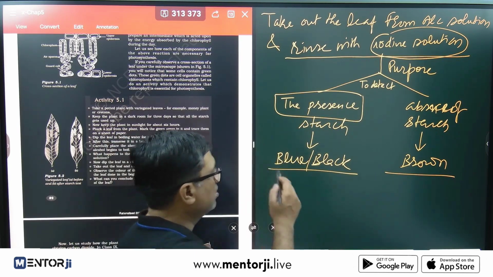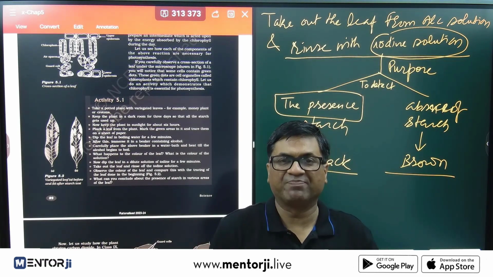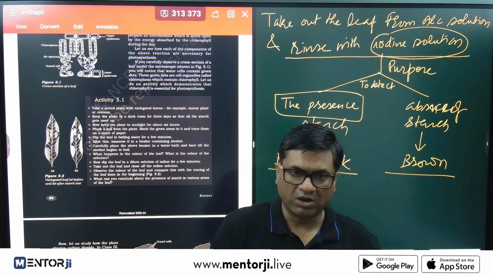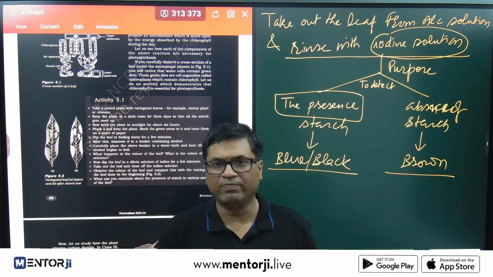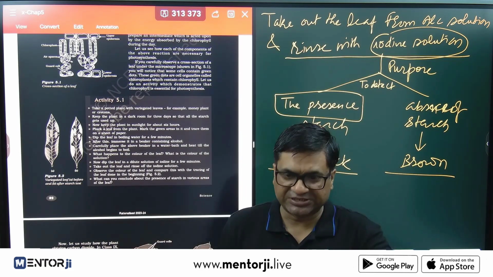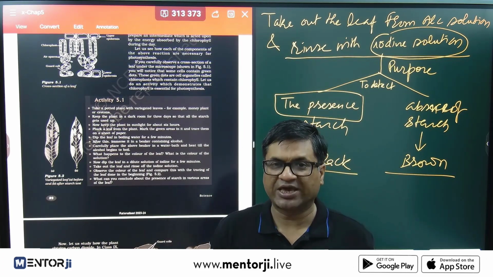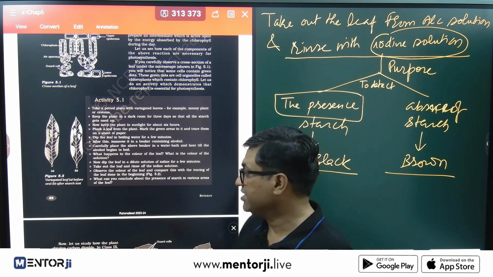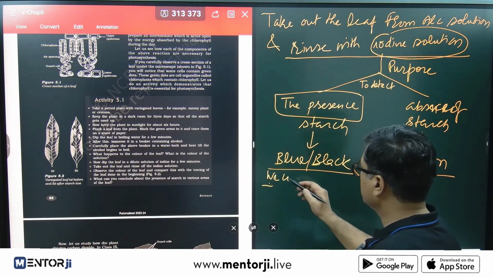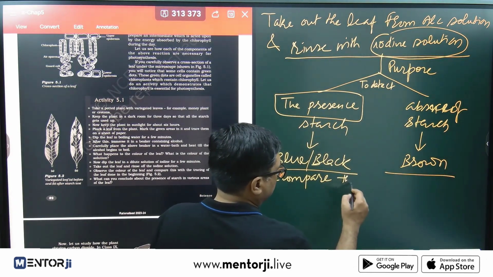When the leaf has turned up, on some side we see patches of blue-black color, and on the other side we see patches of brown color. So how will we confirm this? We had traced the leaf earlier, so we compare the result with the tracing leaf diagram.